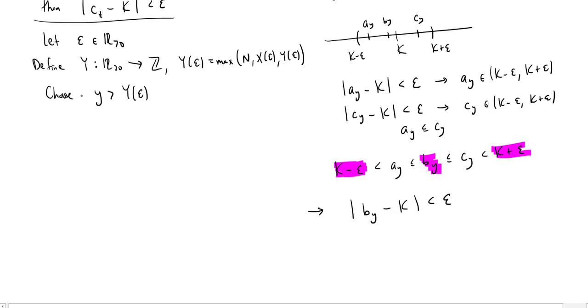And that's our goal. We chose any y greater than Y of epsilon, and we have that the distance between b_y and k is less than epsilon. Thus, the sequence b also converges to k. And we've proved the squeeze theorem for sequences.